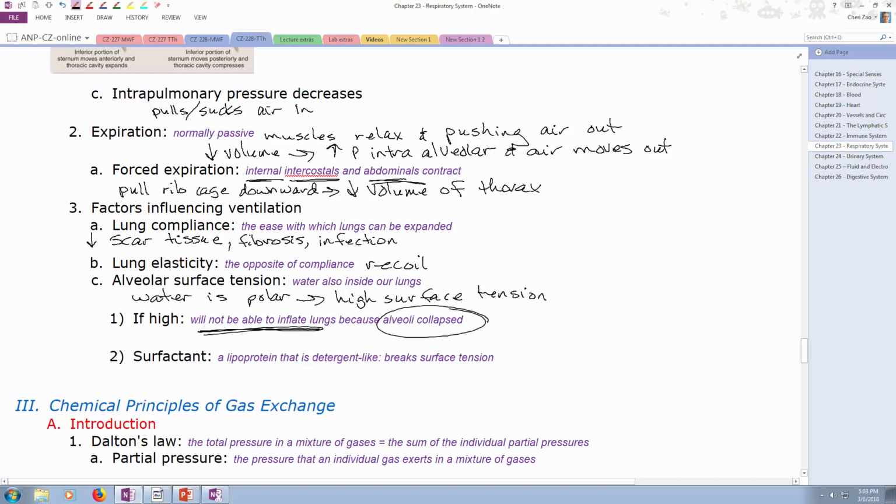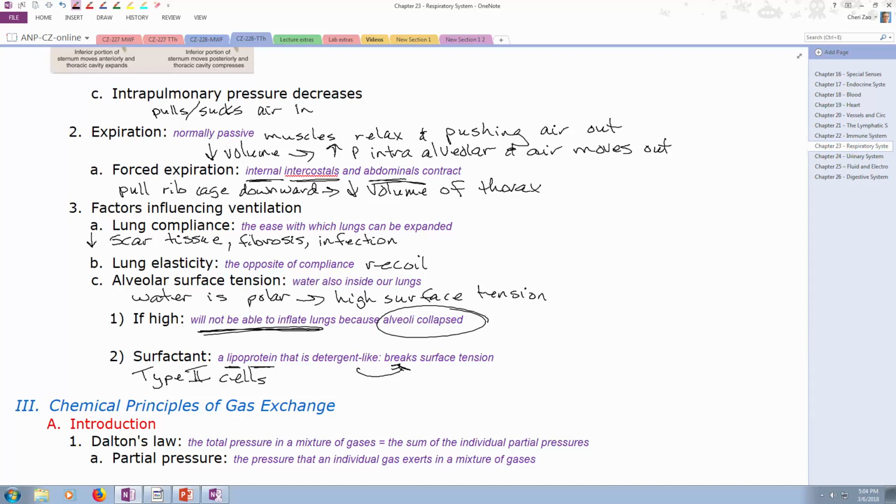And that's where those type 2 cells are so very important because they create surfactant. This is a lipo fatty protein that acts like a detergent in that it is designed to break surface tension. So if we have high surface tension, what this means when surfactant is present, we have low surface tension.